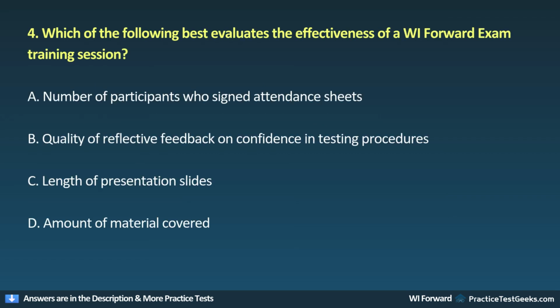4. Which of the following best evaluates the effectiveness of a WI Forward exam training session? A. Number of participants who signed attendance sheets. B. Quality of reflective feedback on confidence in testing procedures. C. Length of presentation slides. D. Amount of material covered.